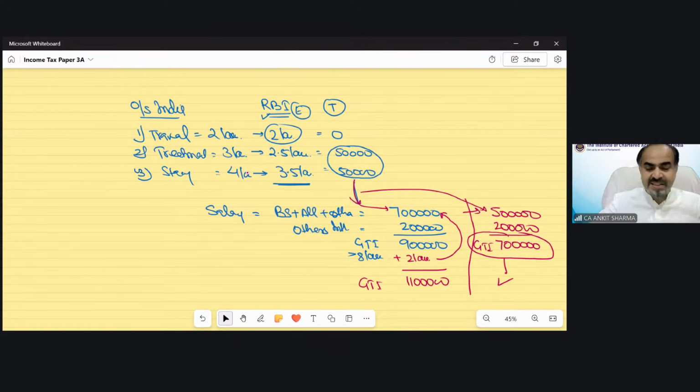If the GTI exceeds 8 lakh, the travel amount which has been exempted earlier is going to be taxed in the salary again. Understood? So this you need to keep in your mind when you are solving a question of medical facility.